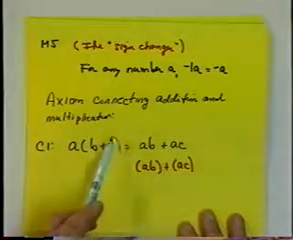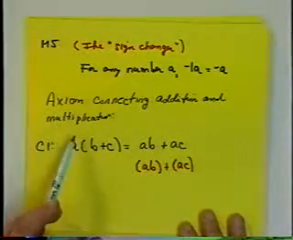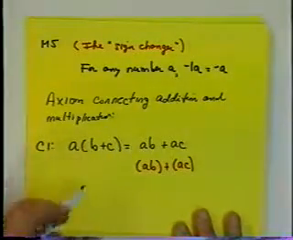See, I make up the rules subject to your approval. Once you've approved of them, I can only use those rules that you approved of. So no matter how self-evident something may be, if it's not one of the rules, I can't use it. So now I want one more rule. And that's the rule that's going to connect addition and multiplication. And that's called the distributive property.